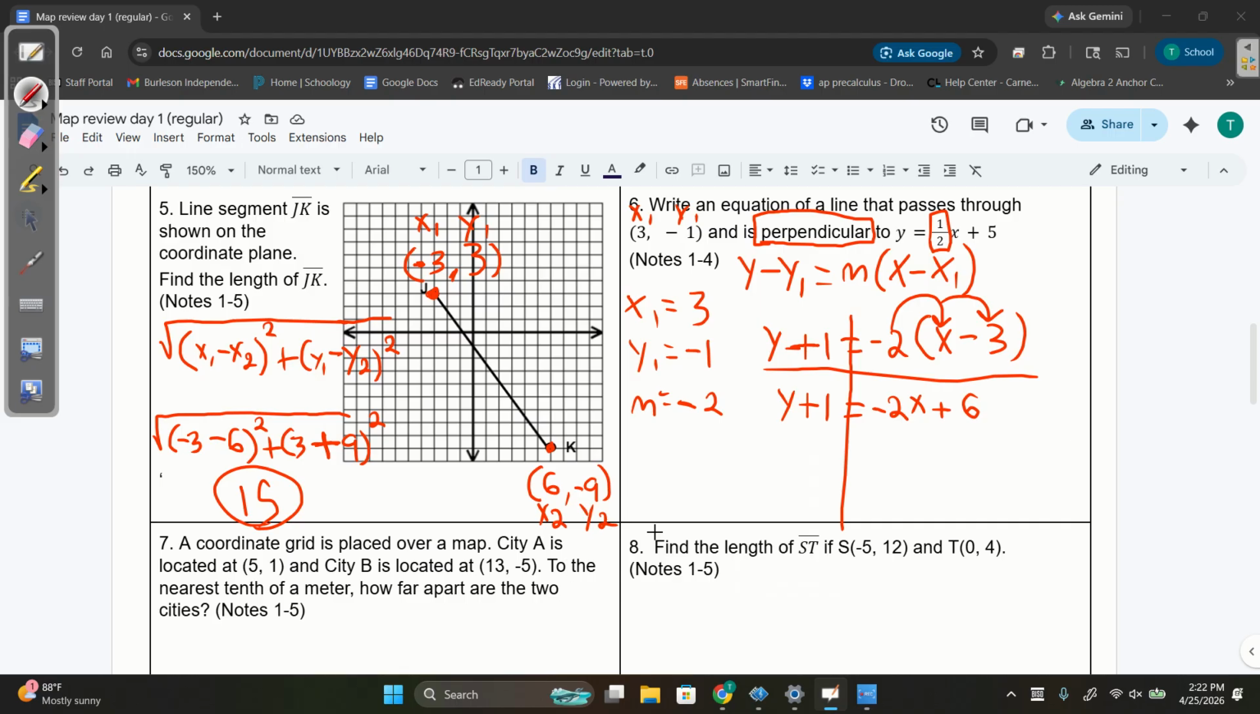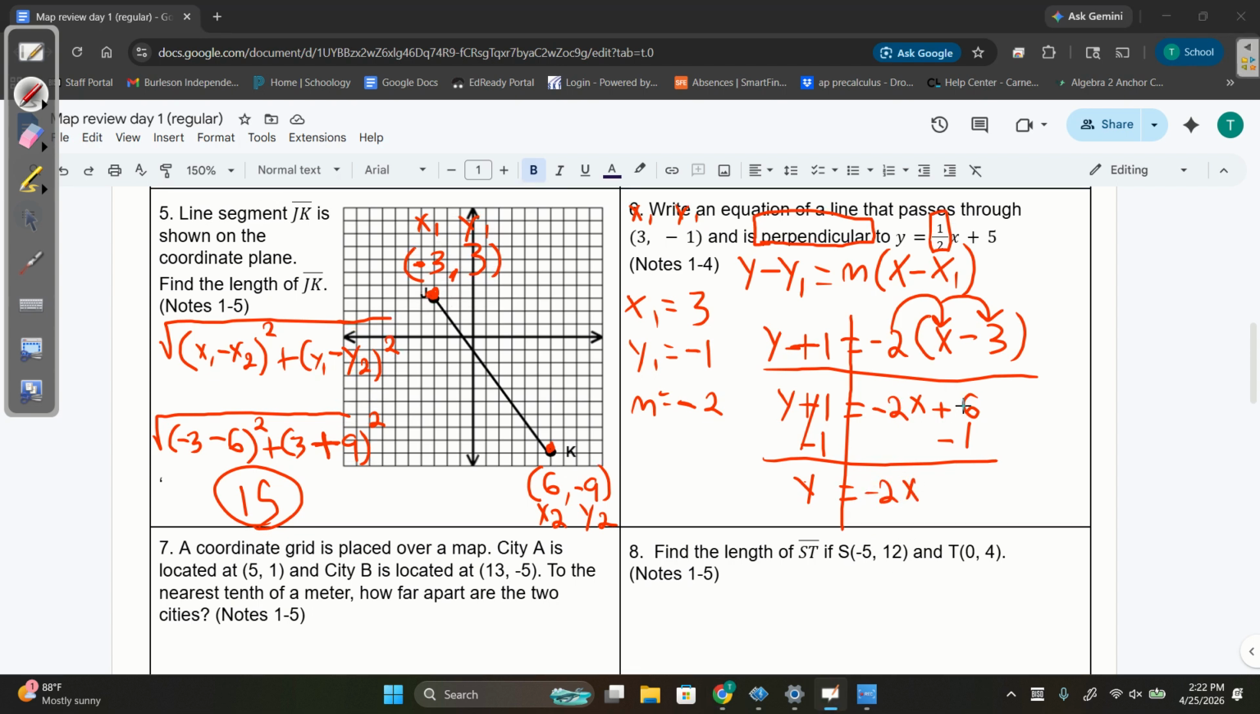Last but not least, we want to get y by itself. So how do I get rid of plus 1? We minus 1. Negative 2x remains untouched. 6 minus 1 is 5. And with that, we finish the problem. The line that is perpendicular to the original and goes through this coordinate point is this equation right here.